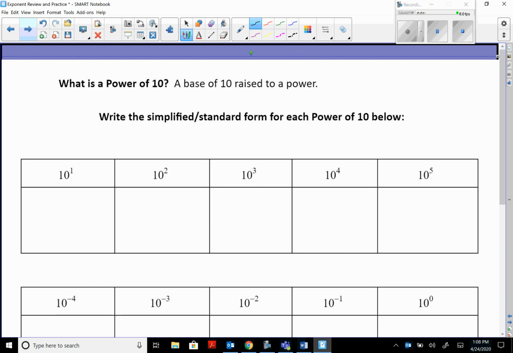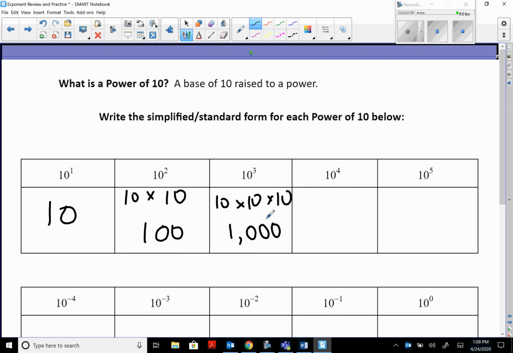Okay, so we're going to fill in this table by writing in the simplified or standard form of each power of 10. So we're going to start with 10 to the first power, which is just 10. 10 to the second power in expanded notation is just 10 times 10, and in standard form is 100. 10 to the third power in expanded notation is 10 times 10 times 10. In standard notation, it's 1,000.